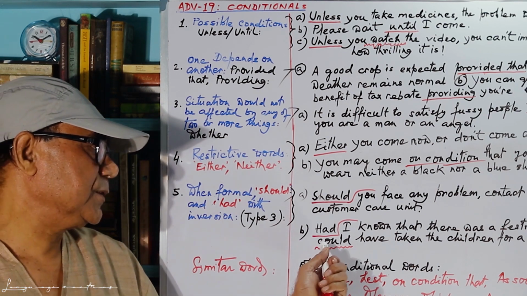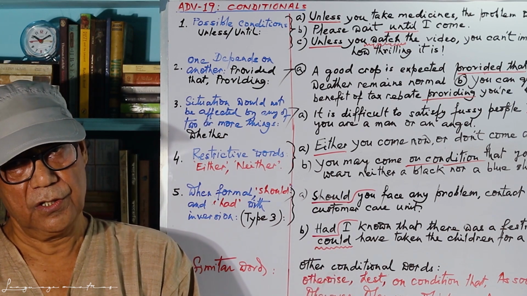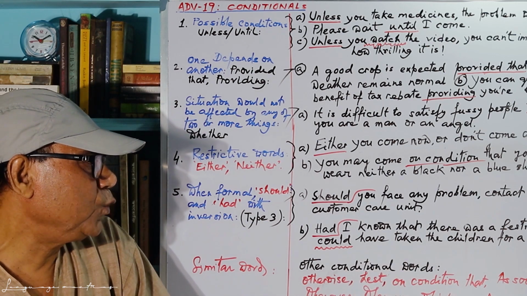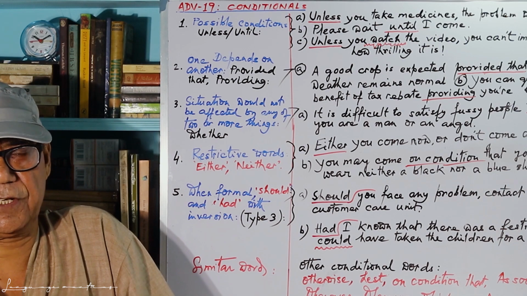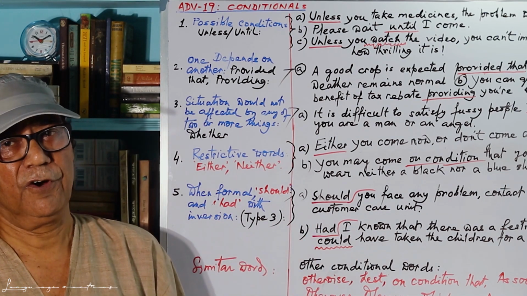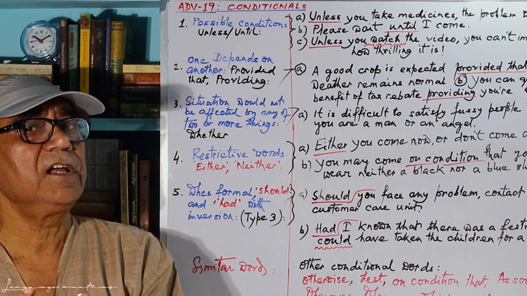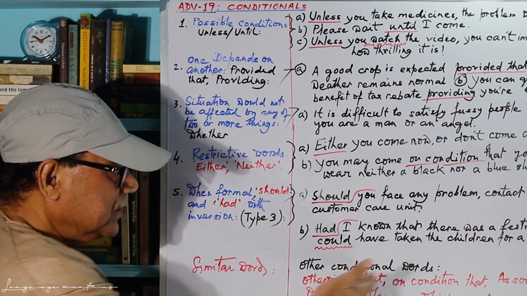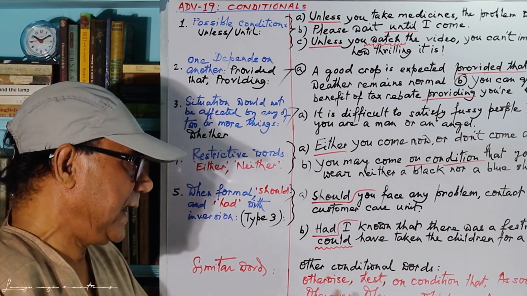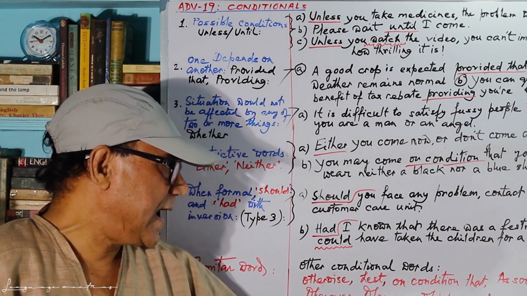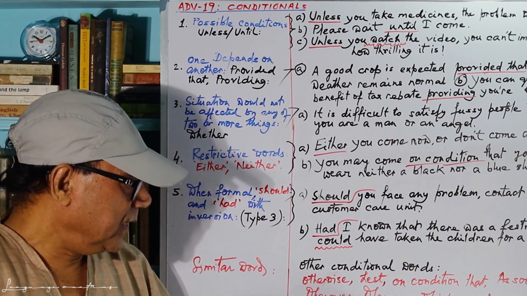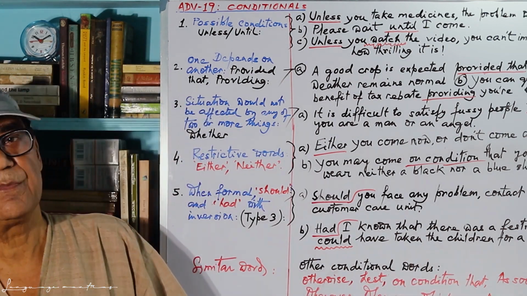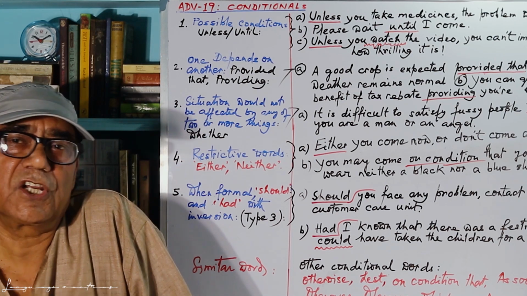So is had. Had I known. Not I had known. Had I known that there was a festival, I could have taken the children for a change. But had has come before and it has introduced the conditional clause. Had I known that. Now other words are also there: otherwise, lest, on condition that, as soon as, whereas, then, wherever, whichever, etc. These too can sometimes work as conditional.